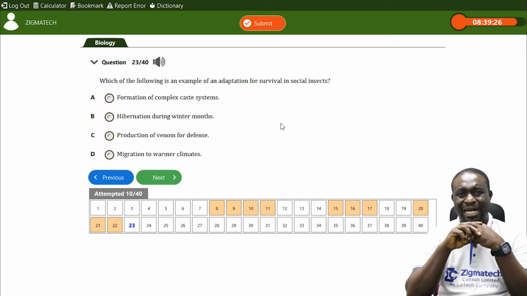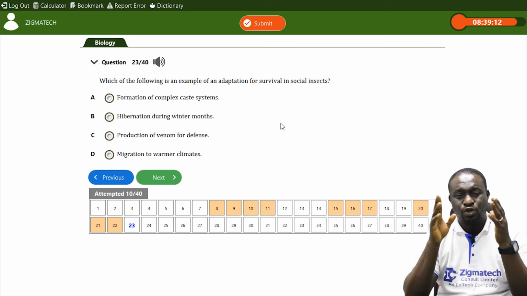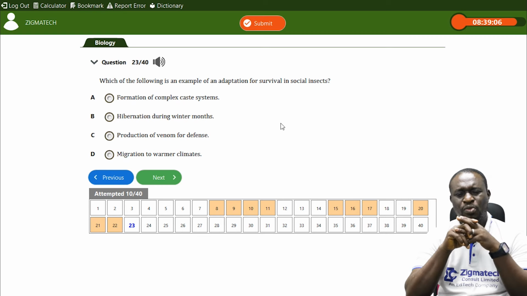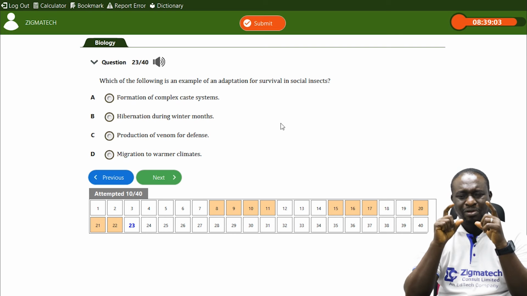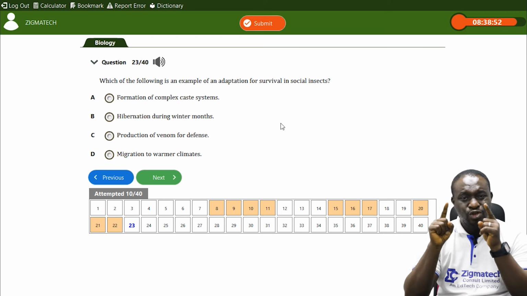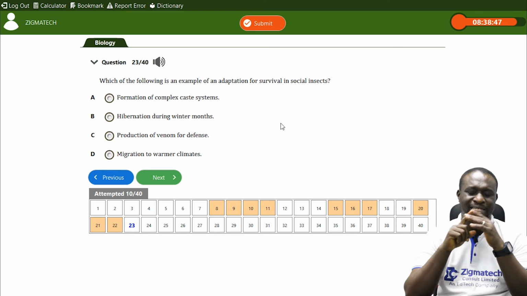The only place where you see migration in social insects is probably in termites, where some castes, the reproductives, leave a particular colony to undergo the nuptial flight in order to start up a new colony. But it is not actually for survival. The actual option that gives a perfect example of adaptation for survival in most social insects is the formation of complex caste system.